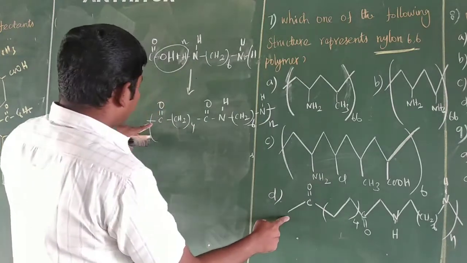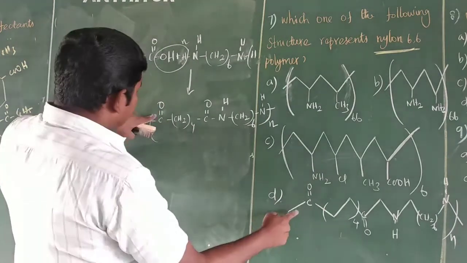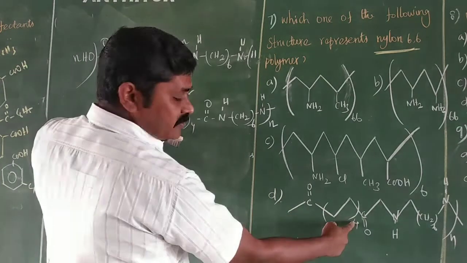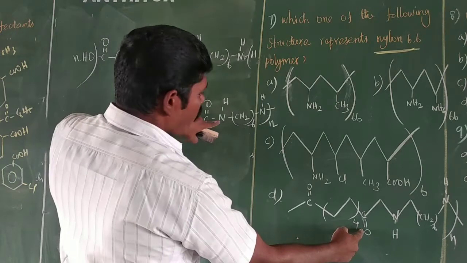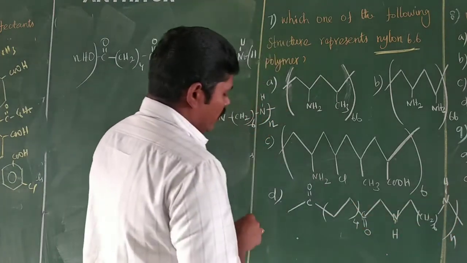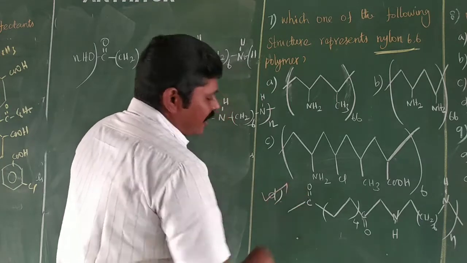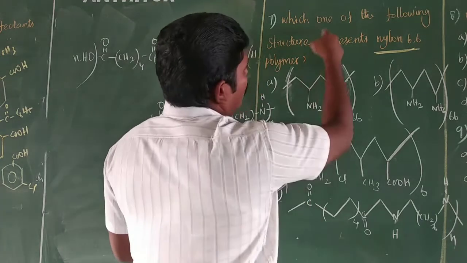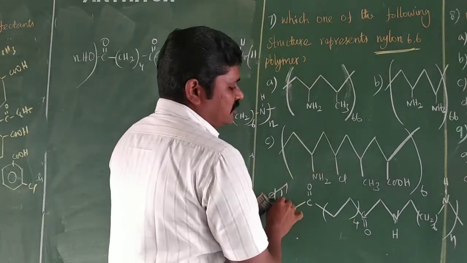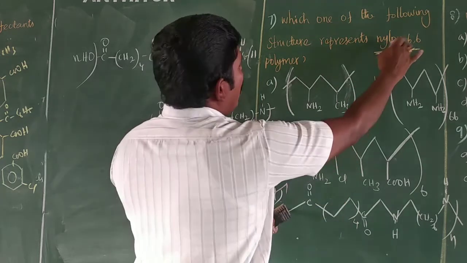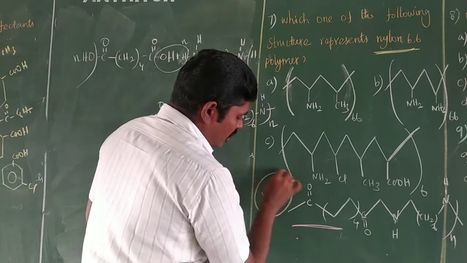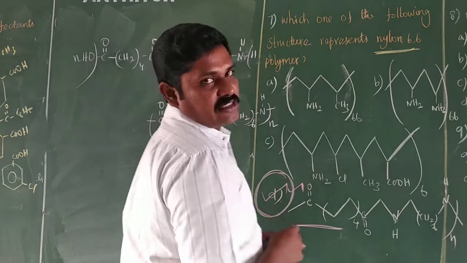And option D. Okay, so C double bond O and CH2 4 times, C double bond O, NH, CH2 6 times and NH bond. Okay, option D is the correct answer. Which one of the following structures represents nylon 6,6 polymer? Option D structure represents the nylon 6,6 polymer structure, right? So option D is the correct answer.